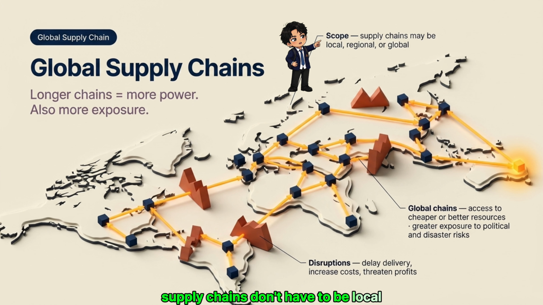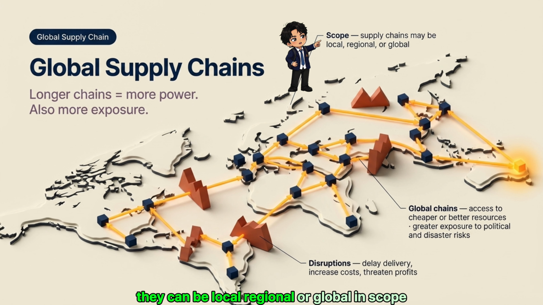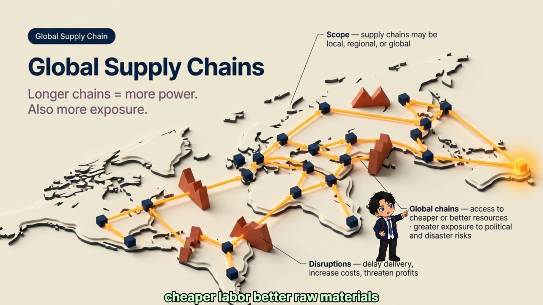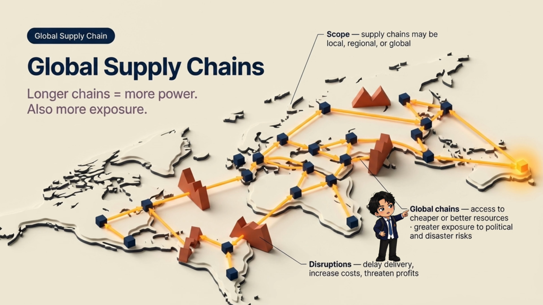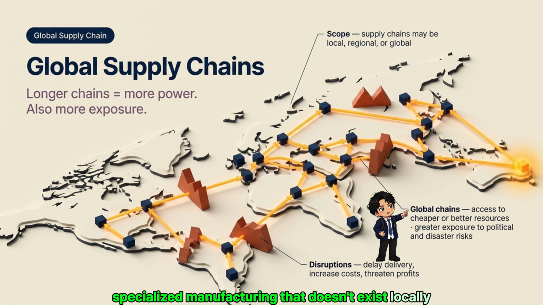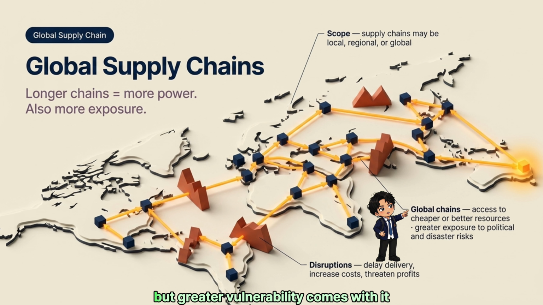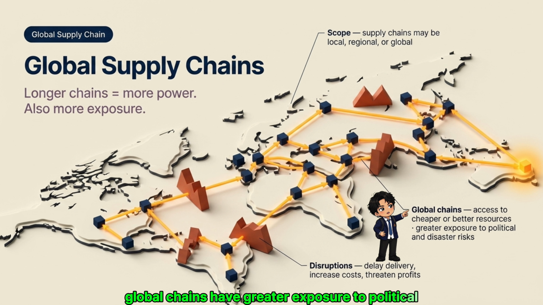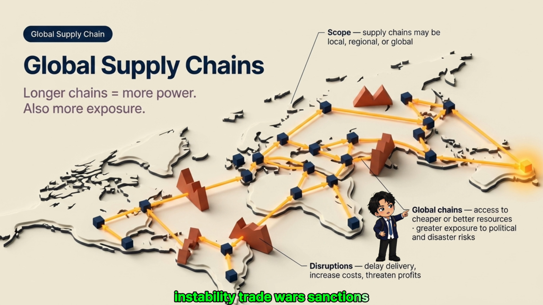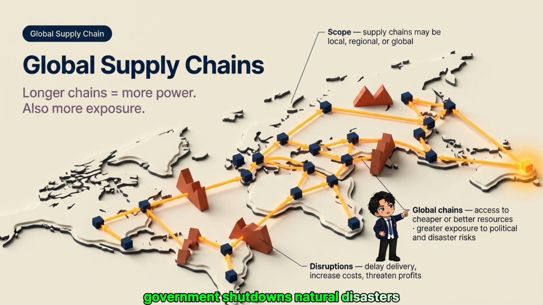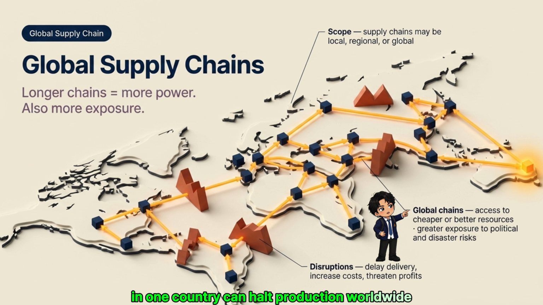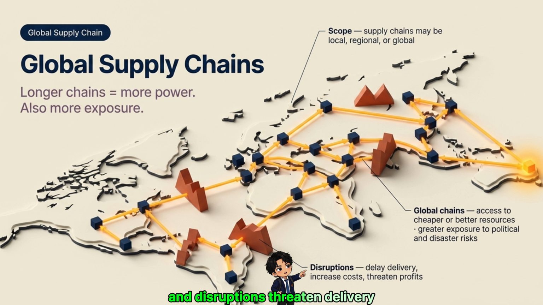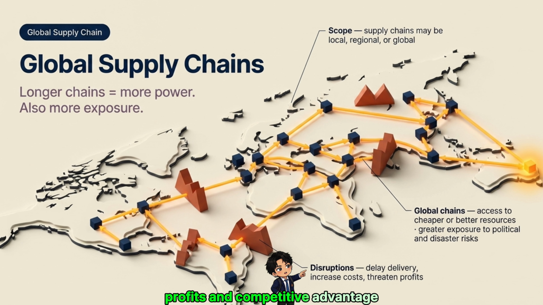Supply chains don't have to be local. They can be local, regional, or global in scope. Going global unlocks premium resources, cheaper labor, better raw materials, specialized manufacturing that doesn't exist locally. That's the upside. But greater vulnerability comes with it. Global chains have greater exposure to political instability, trade wars, sanctions, government shutdowns. Natural disasters in one country can halt production worldwide. The longer the chain, the more points of failure. And disruptions threaten delivery, profits, and competitive advantage.